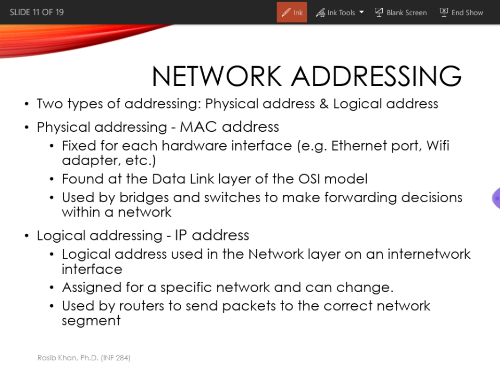So when we say that a device is connected to a network, it needs to have a form of identification. So there are 2 forms of addressing that we use for network addresses: physical address and logical address. Physical address, the common form is what we call the MAC address, and this is a fixed address that we have for each hardware interface. So let me clarify that.